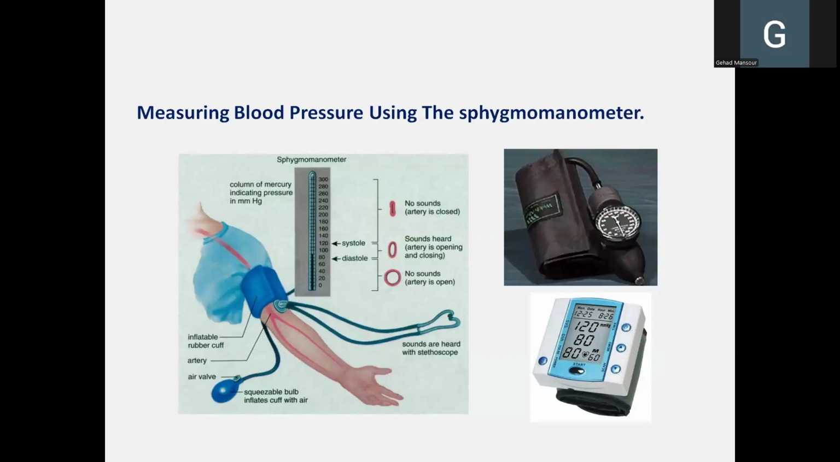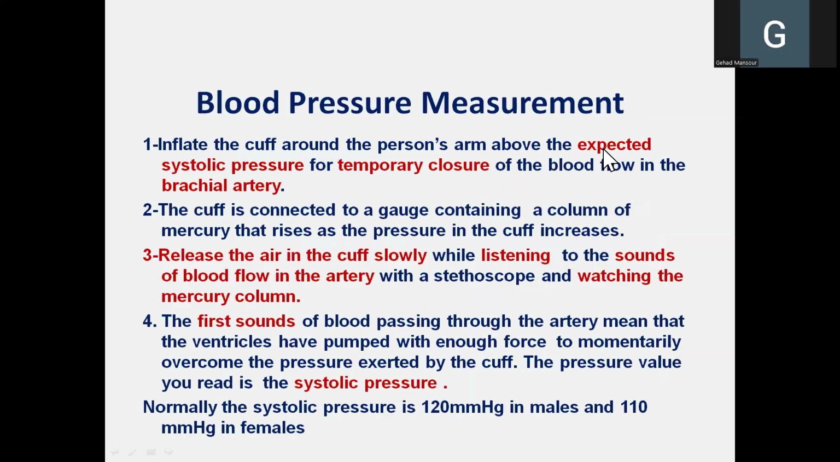What happens if I raise it above 160 to make sure I am above the expected systolic pressure, at which I expect the vessels to be completely closed and to hear no sounds, and I still hear sounds of blood flow? If I still hear sounds of blood flow, this means that I have to raise again and again, because the blood pressure of the patient is not 160, but above 160. So you raise the pressure above the expected systolic pressure to temporarily close the blood flow in the brachial artery.